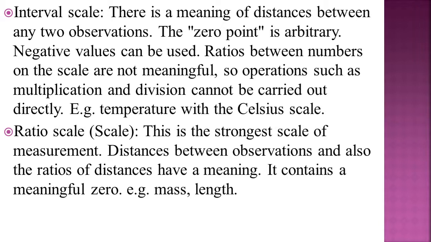The fourth measurement is the ratio scale. This is the strongest scale of measurement. Distances between observations and also the ratios of distances have a meaning. It contains a meaningful zero, for example, mass and length.